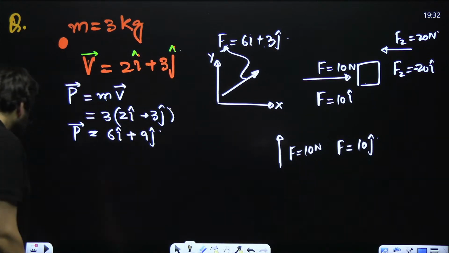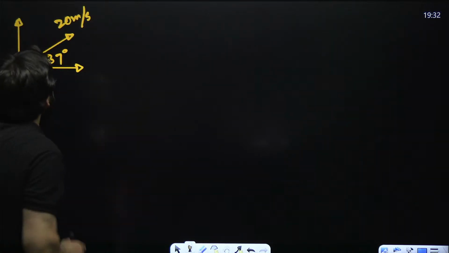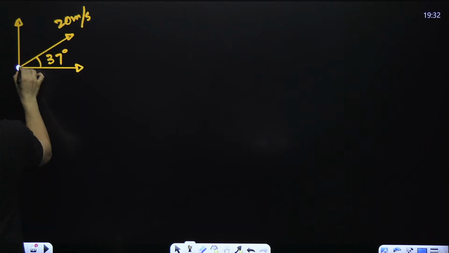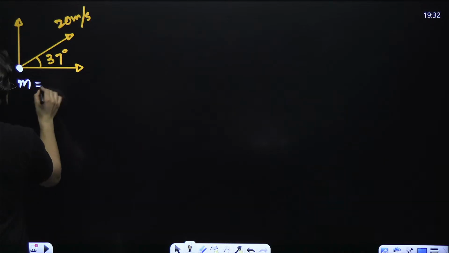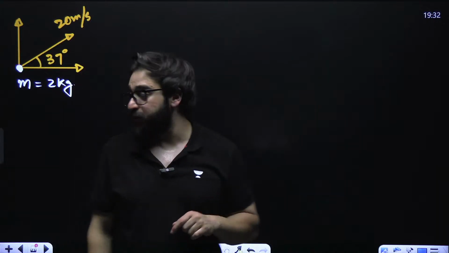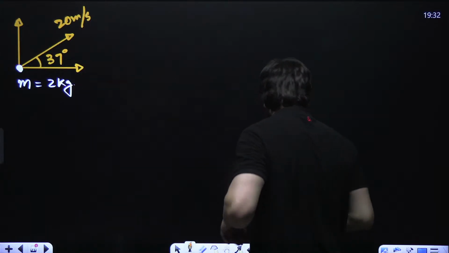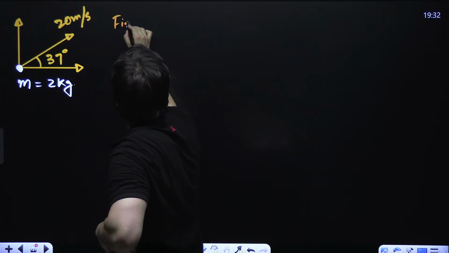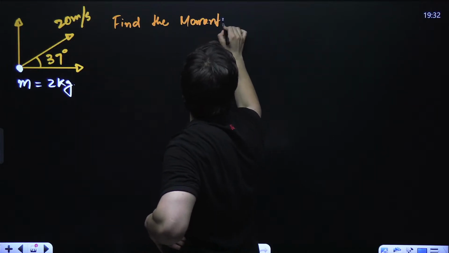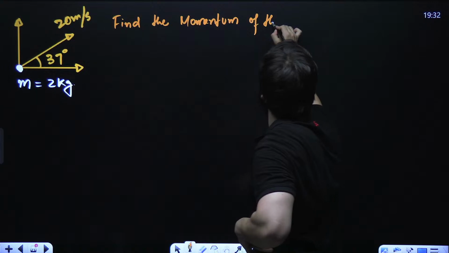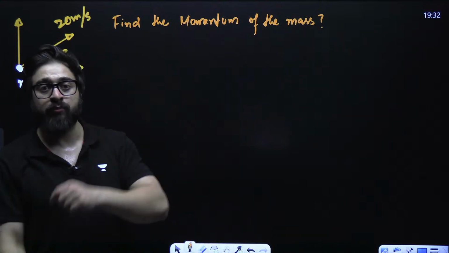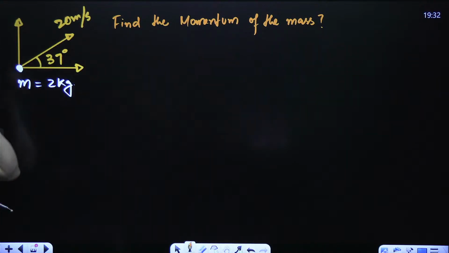Next question we have got on the screen. Let's suppose you have got a mass here. This mass is, let's suppose, 2 kg. In this case, you are supposed to find the momentum of the mass. Find the momentum of the mass. You are supposed to tell me what is the momentum of this body?